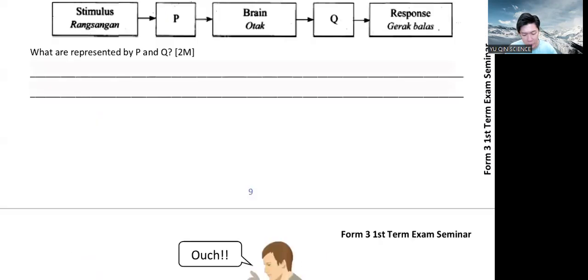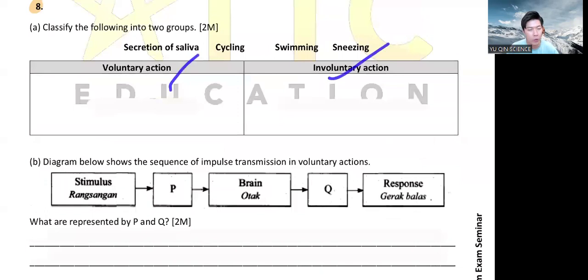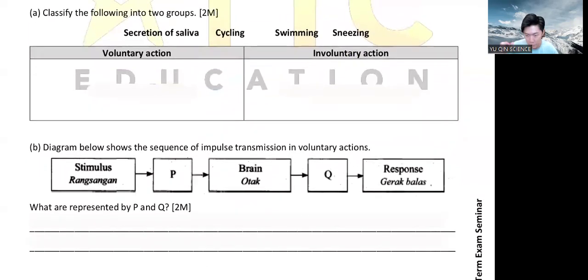So first question, very simple. You just have to separate them into two categories. For you, straightforward. You try.